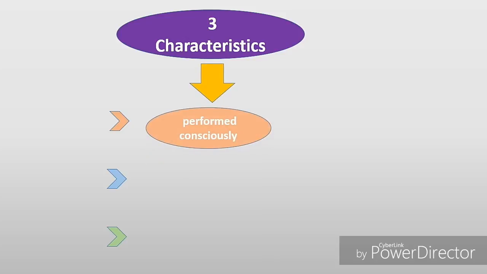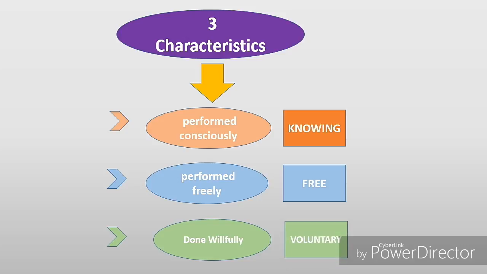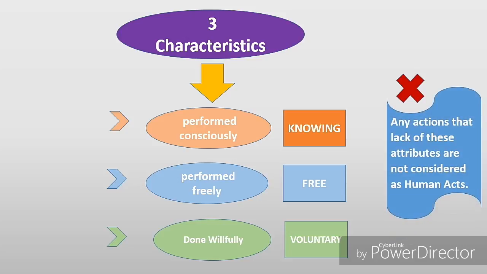An action must be performed consciously, so there is an awareness of doing such action. It must be performed freely, so an action must be done without any force or without being coerced by anyone. And it must be done willfully, so there is a willingness to do such action. So human acts are actions which are performed knowingly, freely, and voluntarily. Any actions that lack these attributes are not considered human acts.